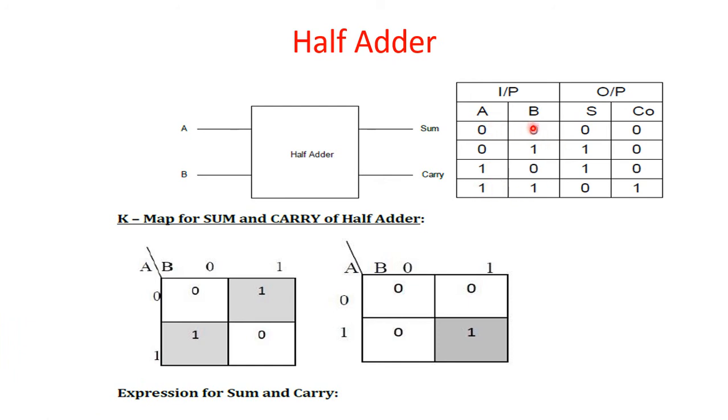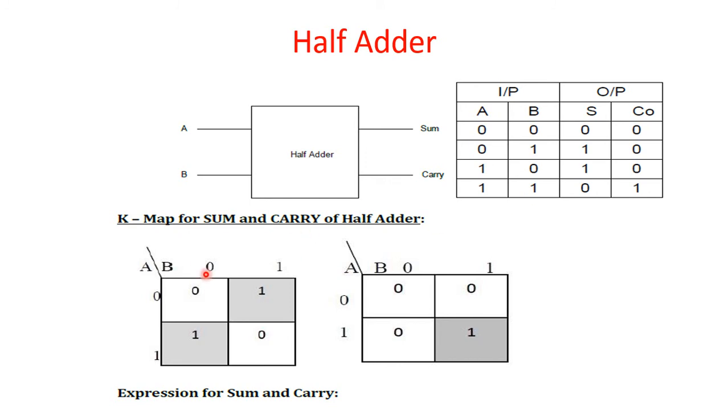For 0 0 input, sum is 0 and carry is 0. For addition of 0 plus 1, sum is 1 and carry is 0. For 1 plus 0, sum is 1 and carry is 0. For 1 plus 1, sum is 0 and carry is 1.